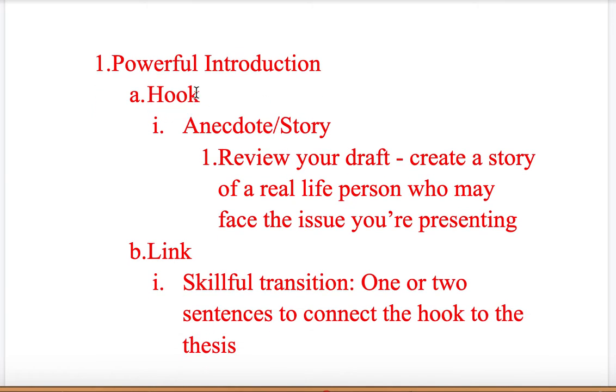All right, so now let's take a look at this. Hook. You have to hook the reader. If you want to write a powerful introduction, you got to have a hook. I know many of your teachers have told you, use a statistic, use a question, a startling statement. Let me tell you what we all have in common as humans.